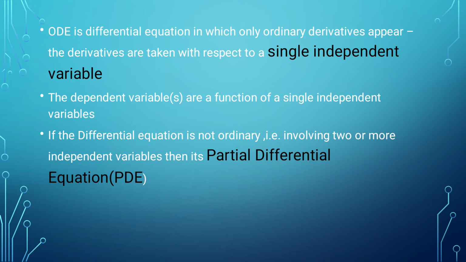If the differential equation is not ordinary, then it is the opposite, which is a partial differential equation. Partial differential equations involve two or more independent variables. If we have a single one, that is an ordinary differential equation. If you have two or more, that becomes a partial differential equation. Our interest in this case is ordinary differential equations, or ODEs.